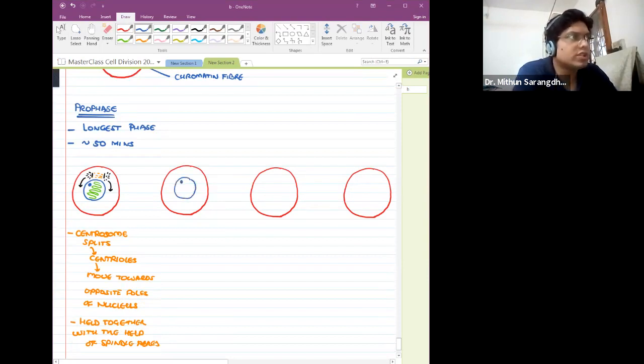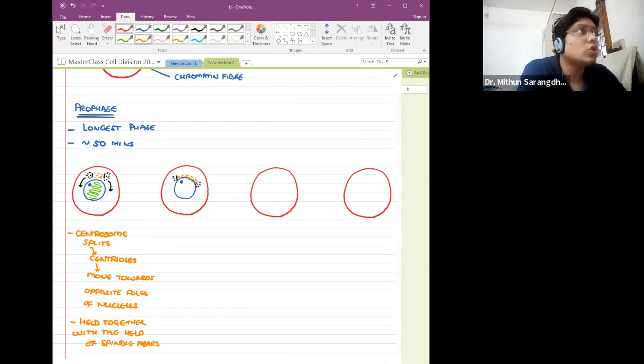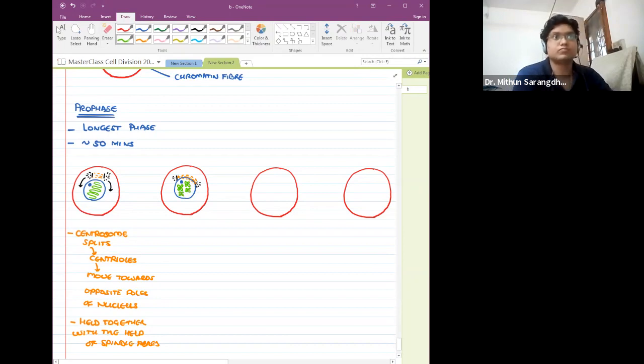Okay, so you are still going to see that the nucleus is as it is, the nucleolus is as it is. The centrioles are going to be moving apart from one another. Okay, they are trying to reach the opposite poles, once again held together with the help of your spindle fibers. Let's say the situation is like this only. But now what happens, guys? You are going to see that this chromatin fiber which was there now undergoes condensation. And as it undergoes condensation, it is going to give rise to these egg-shaped chromosomes. Okay, so this is what is going to happen.